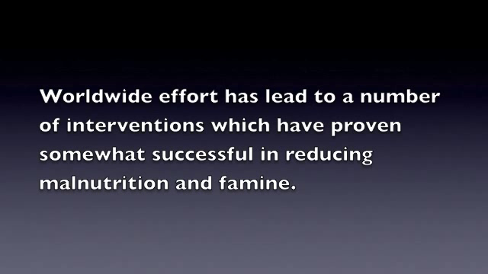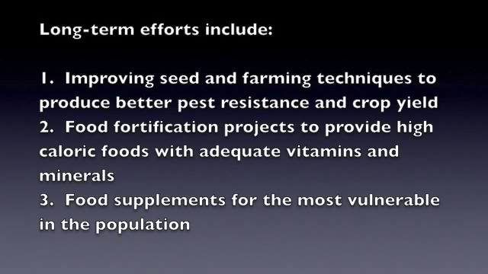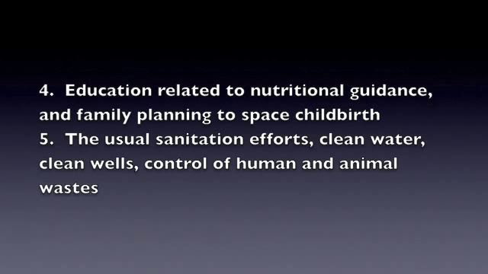Worldwide effort has led to a number of interventions which have proven somewhat successful in reducing malnutrition and famine. Long-term efforts to prevent famine include improving seed and farming techniques, improving the food fortification projects, and food supplements. Efforts also include providing education related to nutritional guidance and family planning to space childbirth, as well as providing the usual sanitation efforts such as clean water, clean wells, and controlling of human and animal wastes.